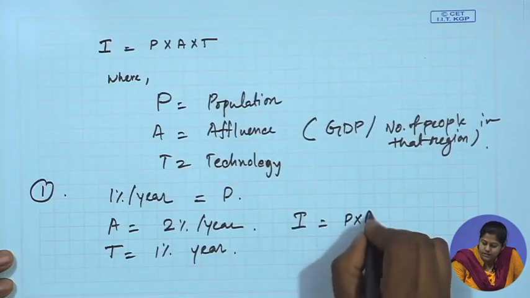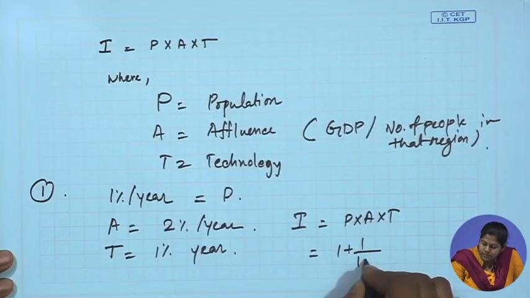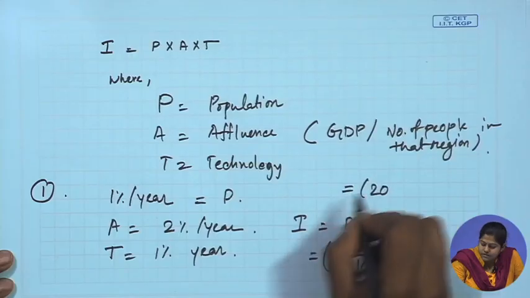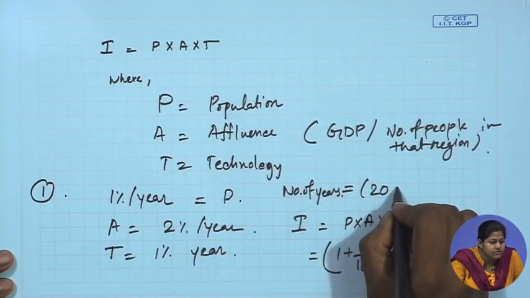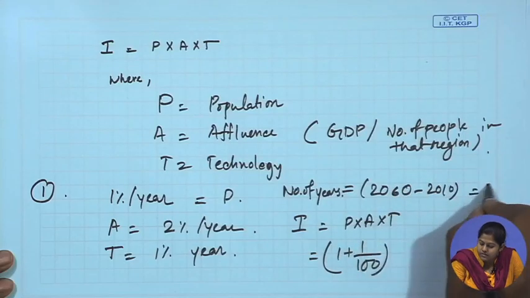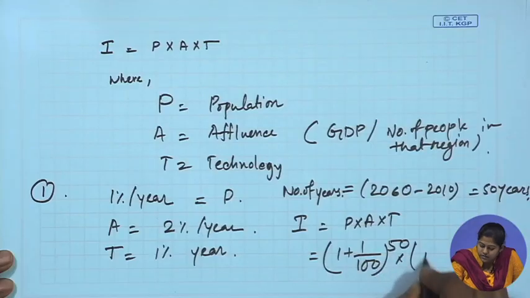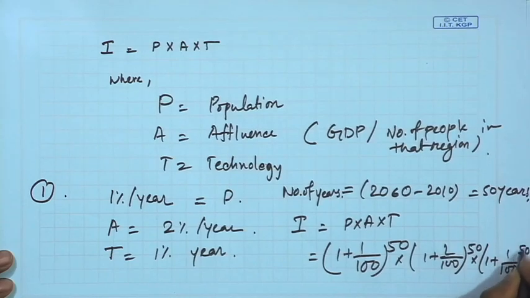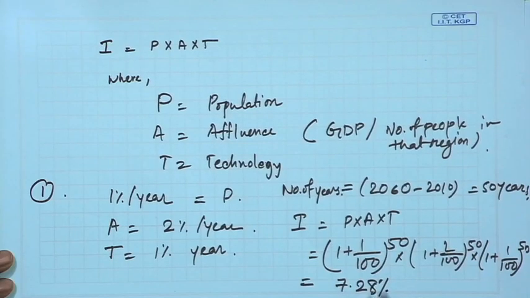So I is equal to P into A into T. P will be 1 plus 1 by 100, to the power of the number of years, which is 2060 minus 2010, so it will be 50 years, into 1 plus 2 by 100 to the power 50, into 1 plus 1 by 100 to the power 50. If you calculate this, it will be 7.28%.